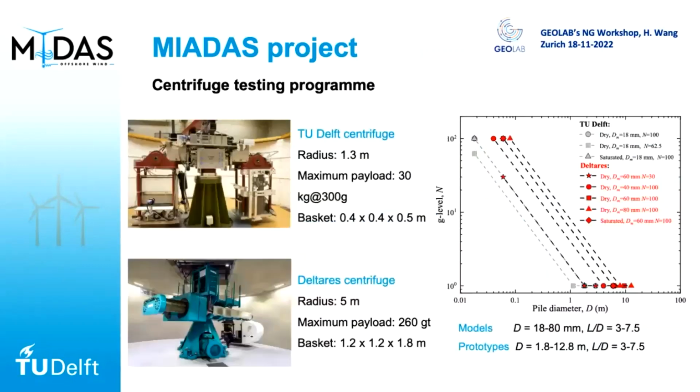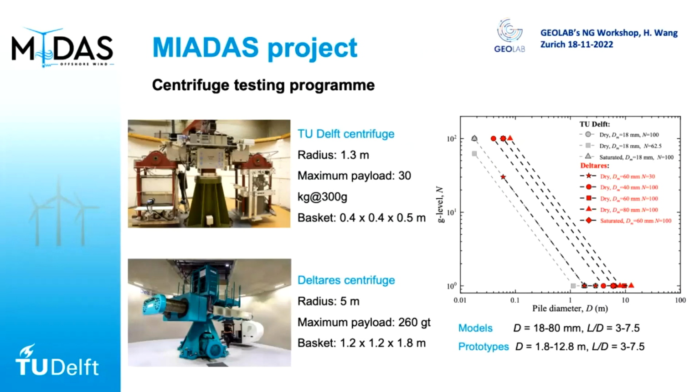So in this project, we are going to use 2 centrifuges. At TU Delft, we have the small centrifuge, and at the Terrace, we have a quite new and quite large centrifuge with a radius of 5 meters. So using these 2 centrifuges, as you can see on the right, we can really play a lot with the dimension of the pile. And in the end, we can model prototype diameters from 1.8 to around 13 meters. So basically, beyond your imagination, I think all the monopiles that can be used for offshore, we already kind of covered.